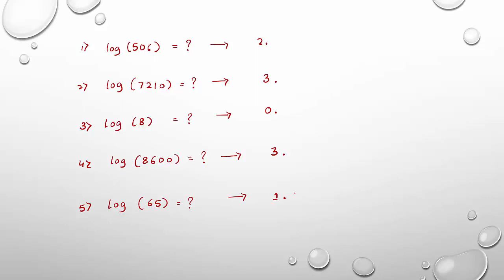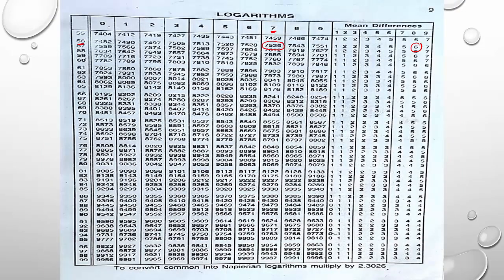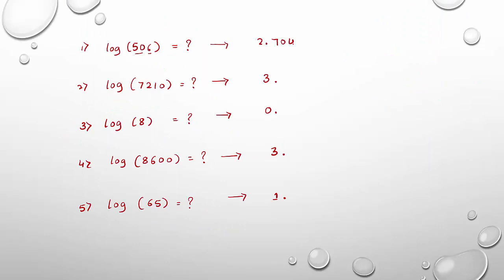Now we can go to the log table to find the mantissa. In the first problem, how to find the mantissa? 50 at 6. 50 is here at 6. Means 6 is here in the difference column. So we can take 50 at 6. We got this number, 7042. 50 at 6 we got 7042. There is no fourth digit. Don't go for mean difference. Leave it. This is the final answer.